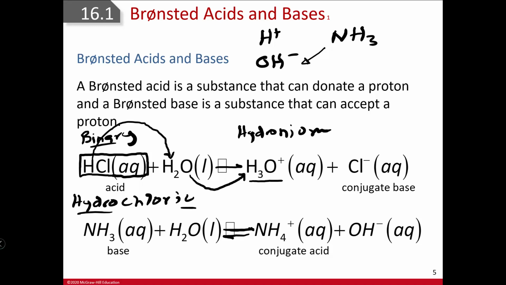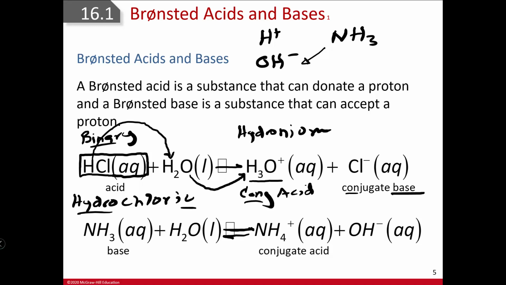And then we have names for these two products, and you're going to need to be able to speak the name. This is called conjugate, and I'm just going to write CONJ, acid. And what is left of the hydrochloric acid is the chloride ion. That's called the conjugate base. So it's important that you can identify the conjugate acid and the conjugate base.